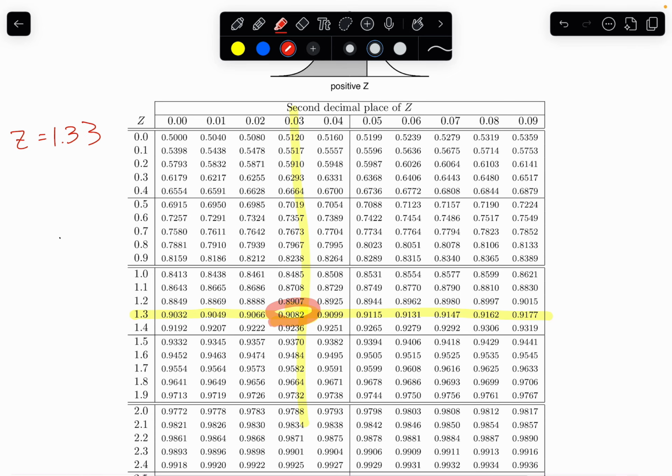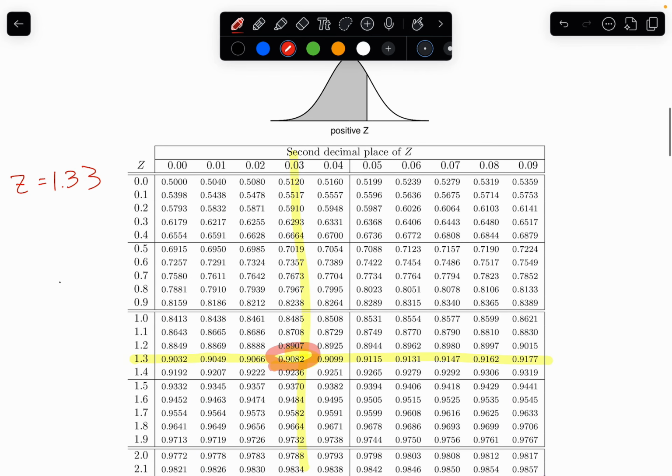0.9082. Remember, though, that this represents area to the left. I wanted area to the right. So we're just going to have to take the complement of that. But that should be relatively easy to do.